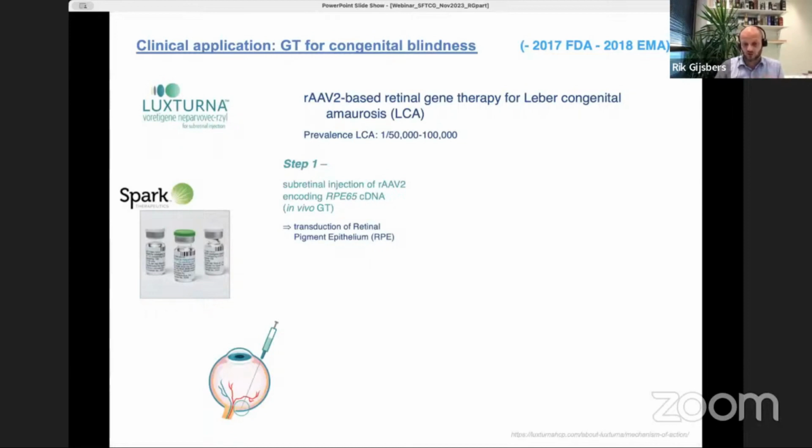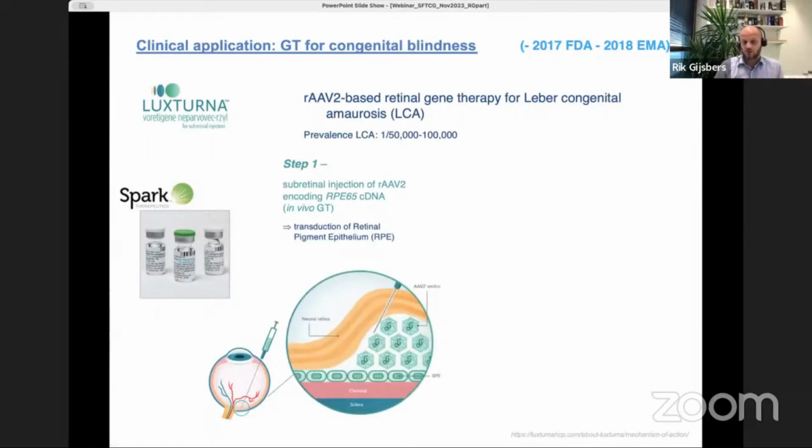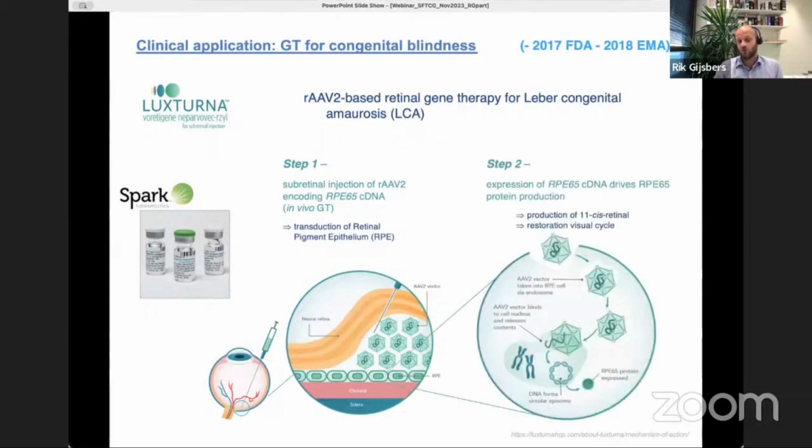The injection will occur subretinally and thereby transducing the retinal pigment epithelium, or the RPE, and this will result in reintroduction of a functional cDNA. The cDNA will be transcribed, and this transcribed cDNA will be translated into a functional RPE65 protein, resulting in the restoration of the visual cycle for these patients.